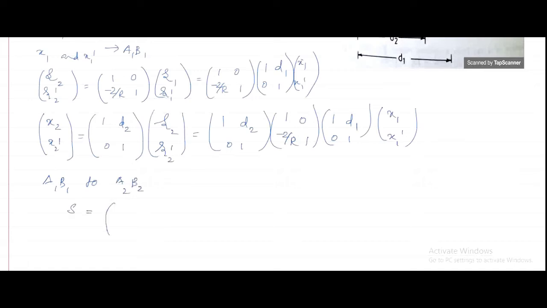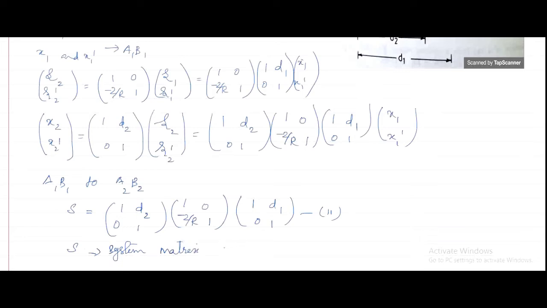represented as S equals [1 d2; 0 1] [1 0; minus 2 by r 1] [1 d1; 0 1]. Thus the matrices for various operations appear in reverse order. So the matrix S is called the system matrix between the planes A1 B1 and A2 B2, and in general we can write this matrix S equals [A B; C D].